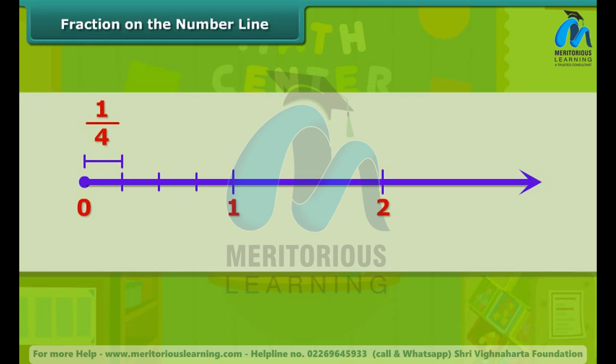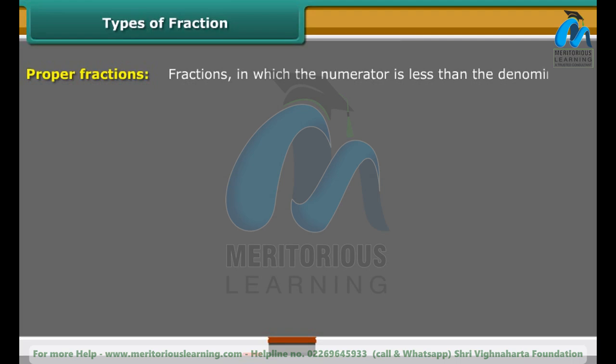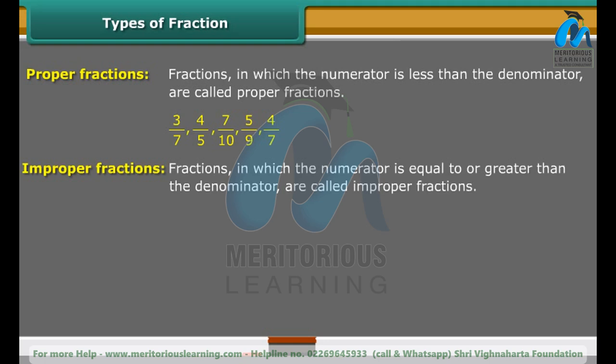It lies between 0 and 1. We divide the length between 0 and 1 into 4 equal parts and show one part as 1/4. Proper fractions. Fractions in which the numerator is less than the denominator are called proper fraction. Improper fraction. Fractions in which the numerator is equal to or greater than the denominator are called improper fractions.